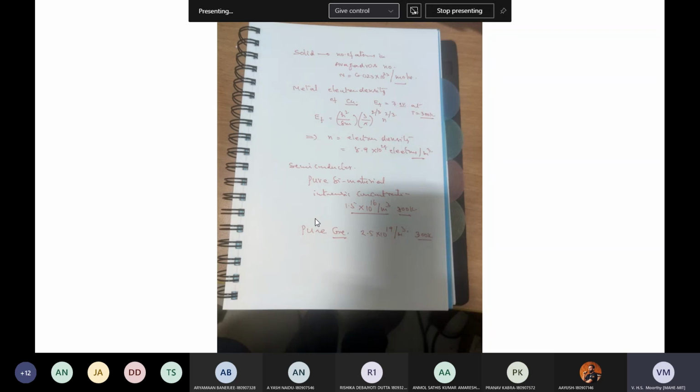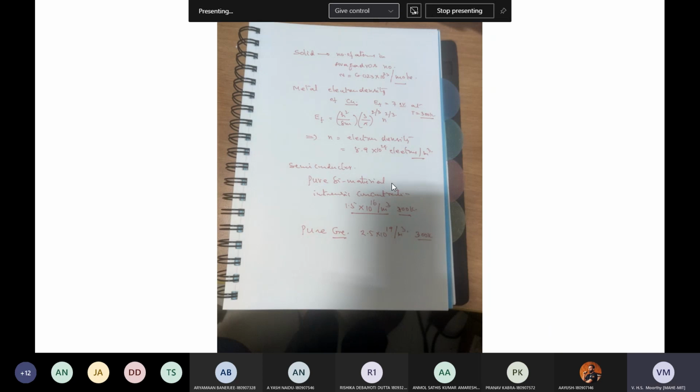So by giving these numbers, I want to tell you what Avogadro's number is and what the electron density of metals is: 8.9 times 10 power 28 electrons per meter cube. The electron density of a semiconductor is generally 1.5 times 10 power 16 per meter cube at 300 Kelvin, and for pure germanium 2.5 times 10 power 19 per meter cube.